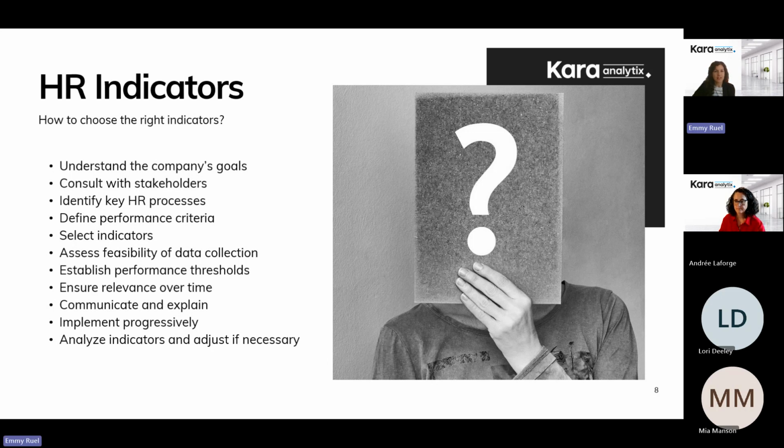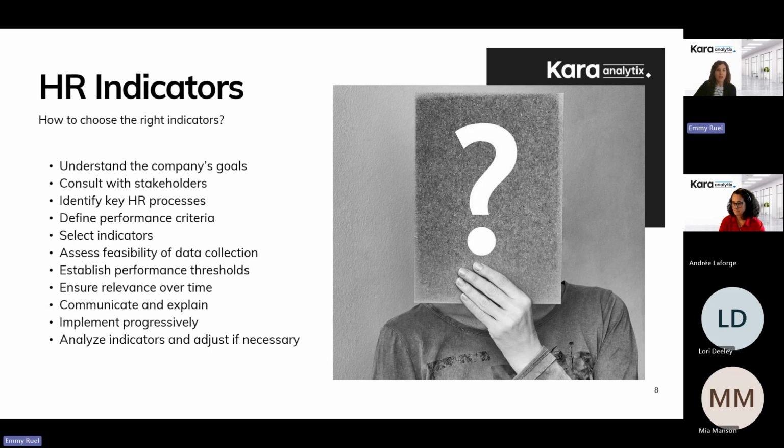Then you need to identify the key HR processes that will directly contribute to the achievement of the organizational objectives you have identified in the previous step. So is it recruiting? Is it training, coaching? You need to know the way that your HR team can contribute to reaching these objectives.